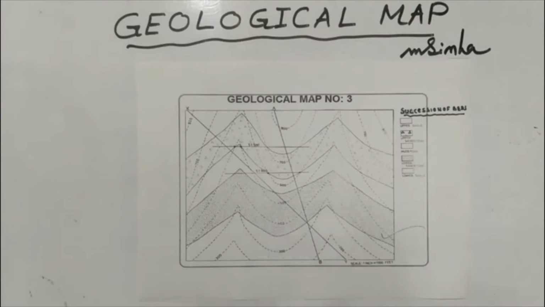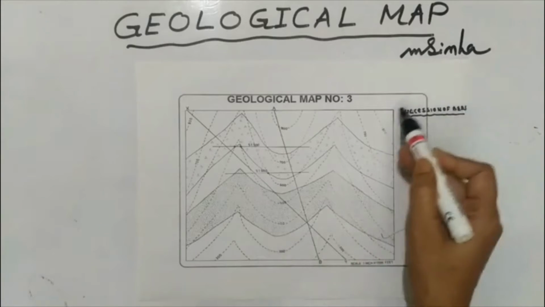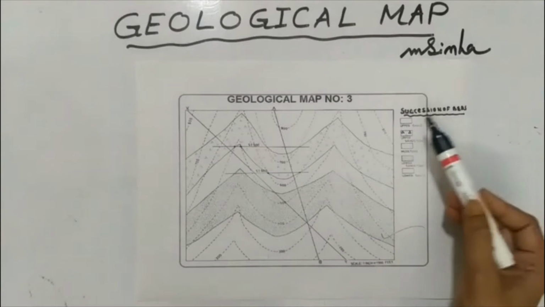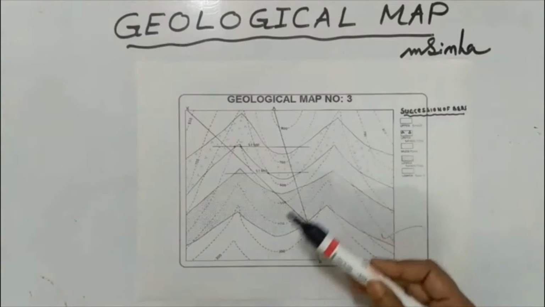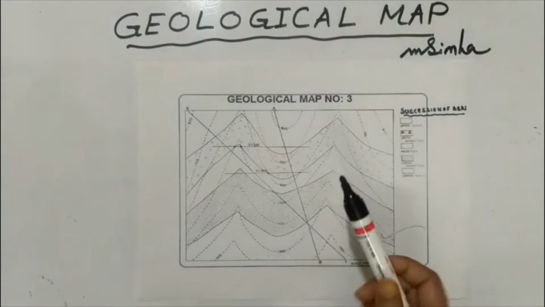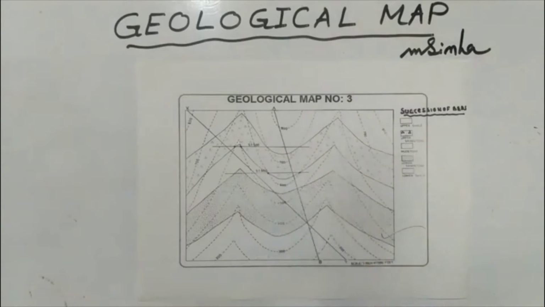And the second one is the succession of beds. What is succession and what are the beds, I would discuss later. Then succession of beds, those are the conditions related to the interior of the earth, or internal phenomena. Okay, from that geological map we can get basically two kinds of information.